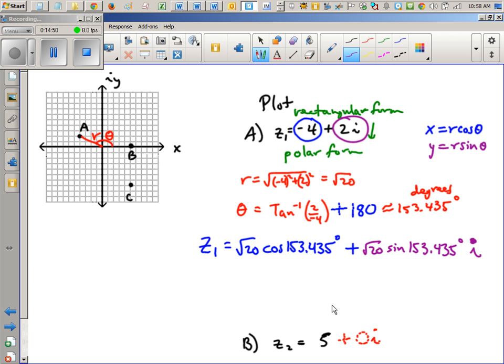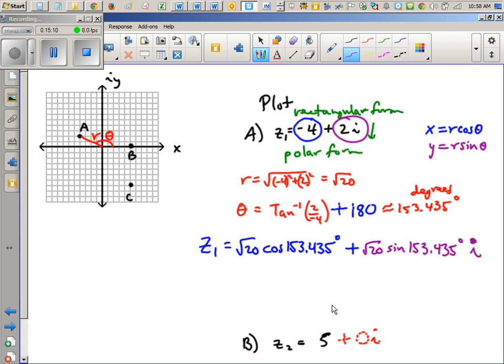But it shows us something, right? When you look at this, you think, watch my hand, left 4 and up 2. When you look at this, you think away from the origin, direction 153. It's just a different way of thinking.